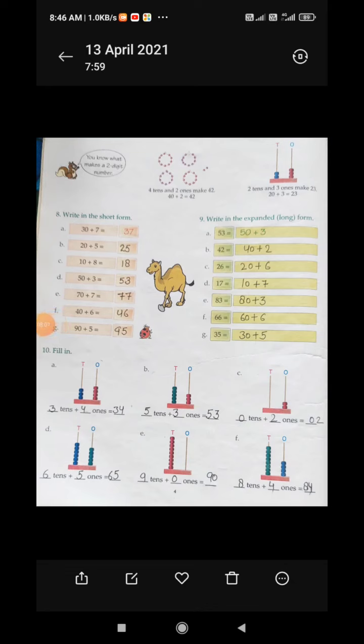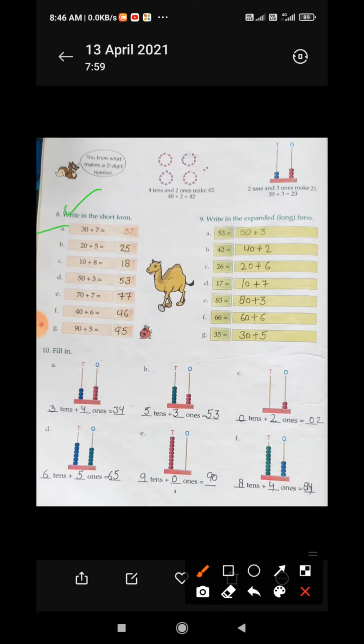Now page number 4. Here question number 8 is write in short form. A part, 30 plus 7 is given. It is given in expanded form and you have to write now short form. 30 plus 7, 37. 30 is on tens place and 7 is on ones place.